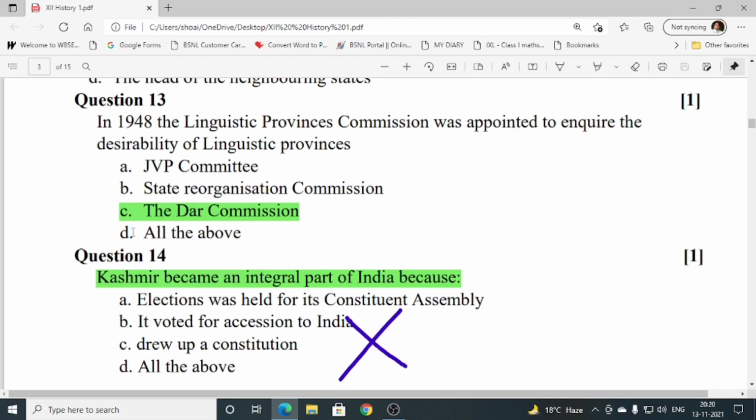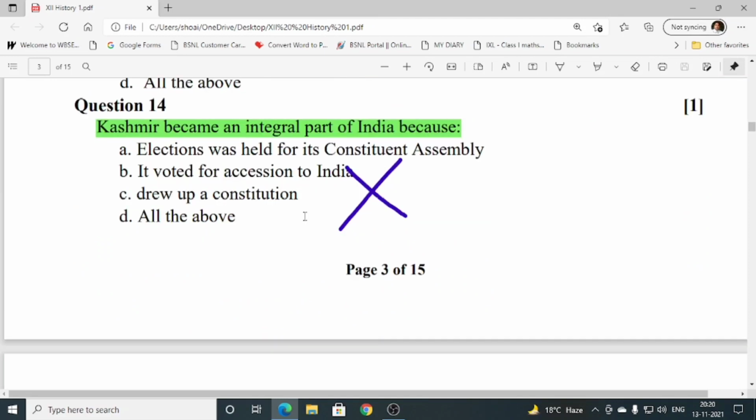So accordingly, A, B and C, Dar Commission, is the correct one. Number 14, I have cancelled it because Kashmir became an integral part of India, because all these options I don't think suit, because election was never held, the constitution was never drawn, the constituent assembly never held an election. So I'm cancelling this one. So it should be none of the above. If this is taken into consideration, I have to change a little bit over here, none of the above.